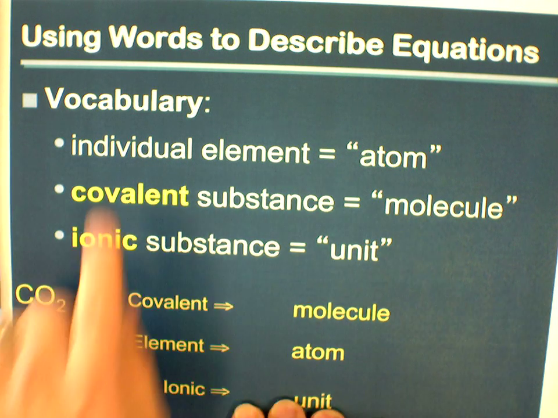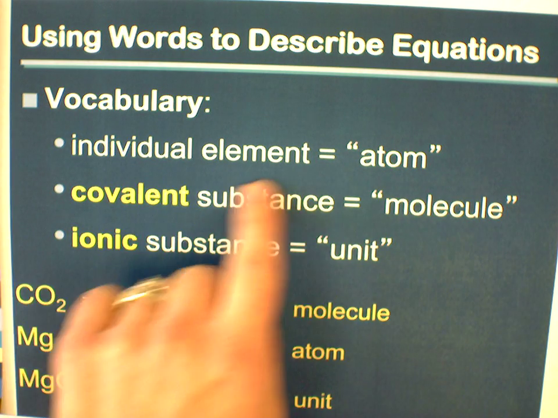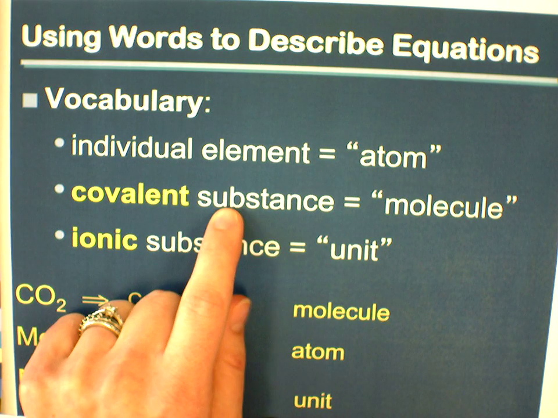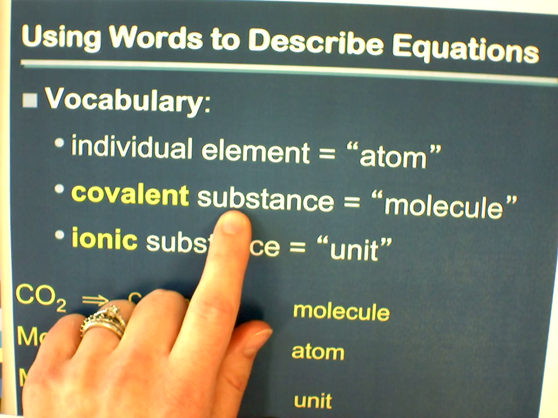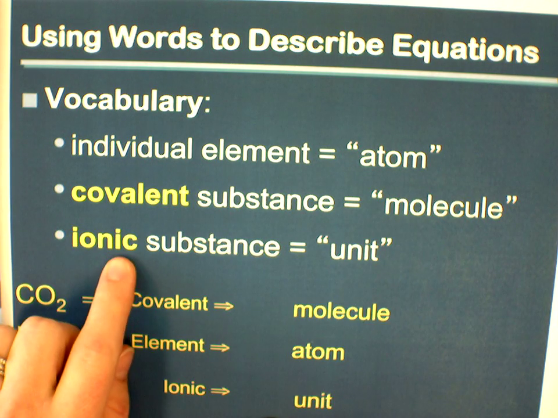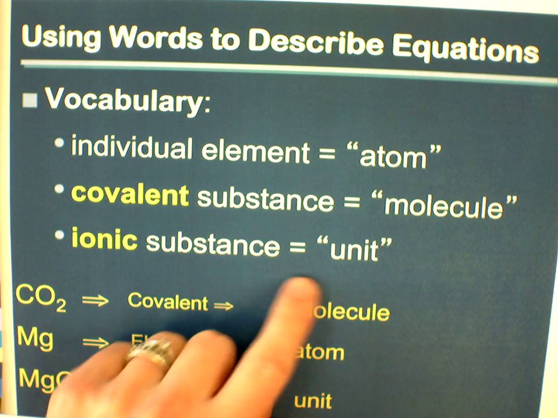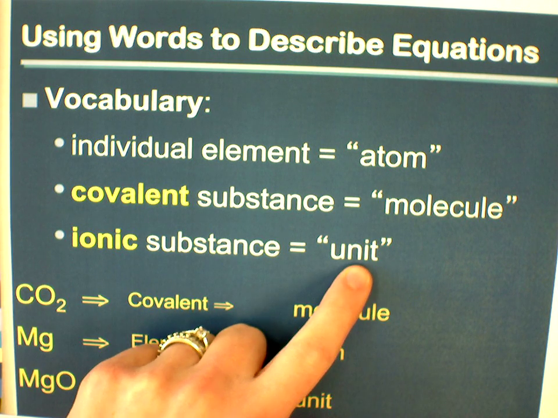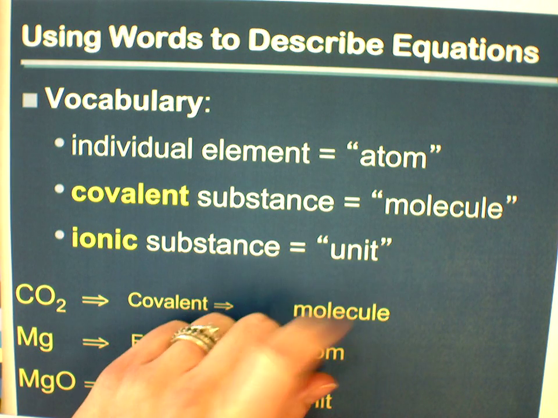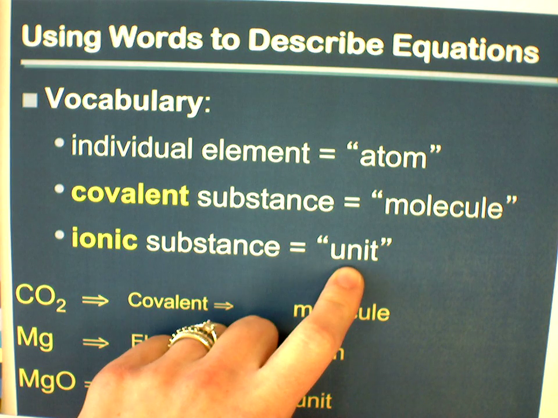words. Okay, so the vocabulary we're going to use is, if you have an individual element, we're going to call it an atom. If it's a covalent substance, generically covalent, as in 2 nonmetals, we're going to call it a molecule. If it is an ionic substance that has a metal and a nonmetal, we're going to call it a unit. Okay, so remember these words from when we first learned about ionic and covalent bonding. We talked about molecules that are covalent and units that are ionic.